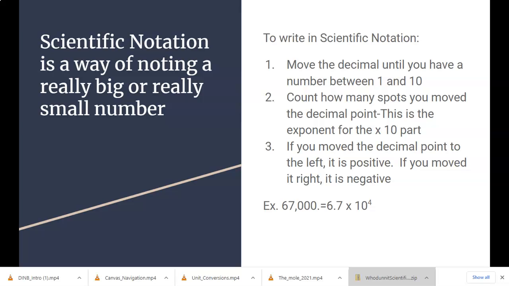Okay? So here's my example. I have 67,000. And here's my decimal point. If you don't see a decimal point, you make the assumption that the decimal point is at the end of a whole number. And I'm going to bounce over 1, 2, 3, 4, because I want to be between the numbers 1 and 10. So 6.7 is between 1 and 10. Okay, so that's going to be my first part. And then I bounced 4 times, so I'm going to put times 10 and put 4. And then I have to determine, did I bounce left or right? I bounced left, so my 4 stays positive.